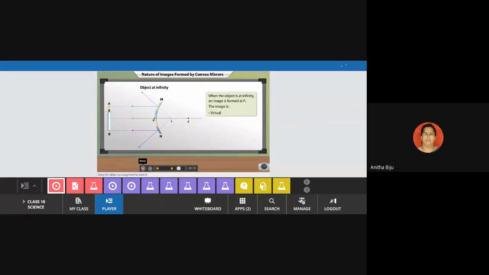The image formed at F is virtual and upright. You can see that it is virtual and erect, highly diminished, and formed at the focus. These two ray diagrams you can do as homework. Only two ray diagrams are there. The image is diminished to a point.